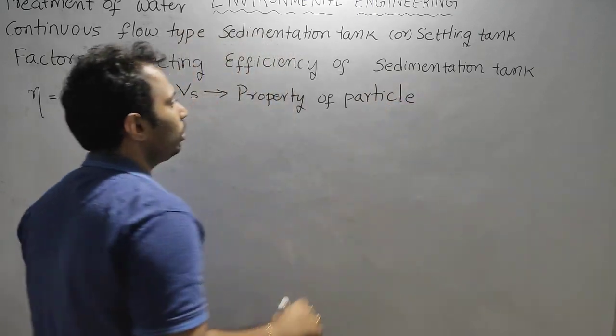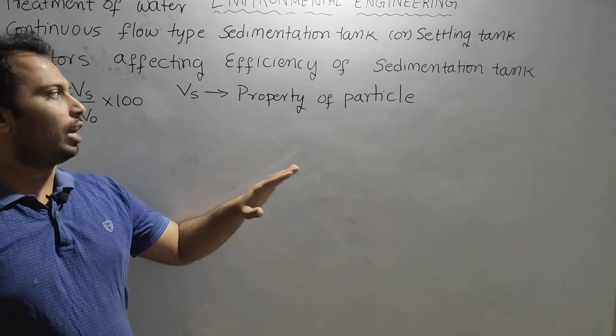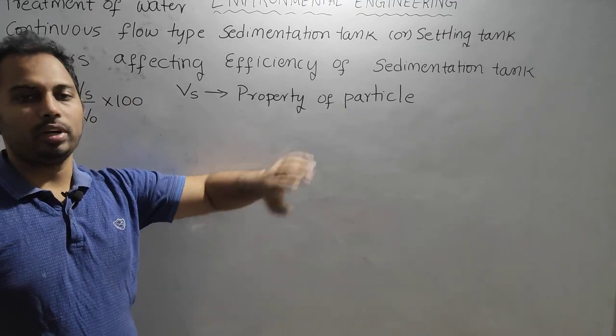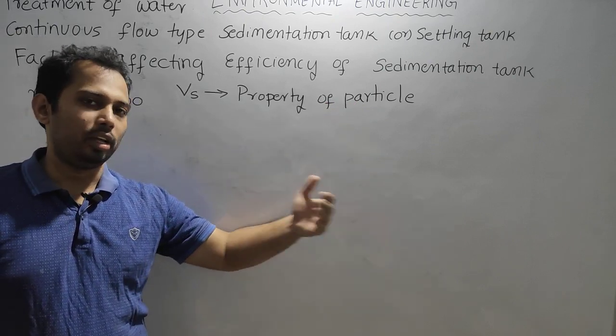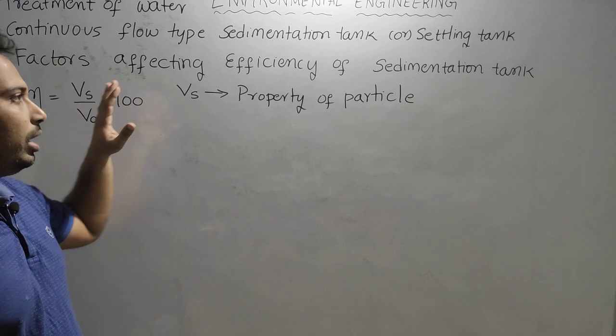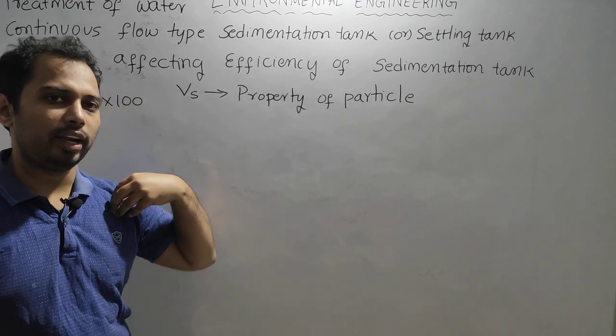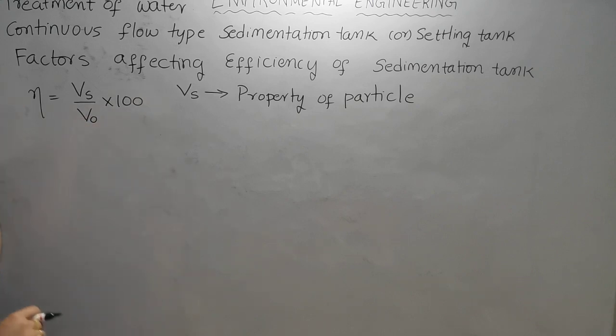We cannot control the kind of particles that enter the sedimentation tank. Any particle may enter into the raw water and then into the sedimentation tank. We have no control on Vs. But where do we have control? The sedimentation tank is constructed and designed by us, so V naught is the factor which we can control, and it affects the efficiency of the sedimentation tank.